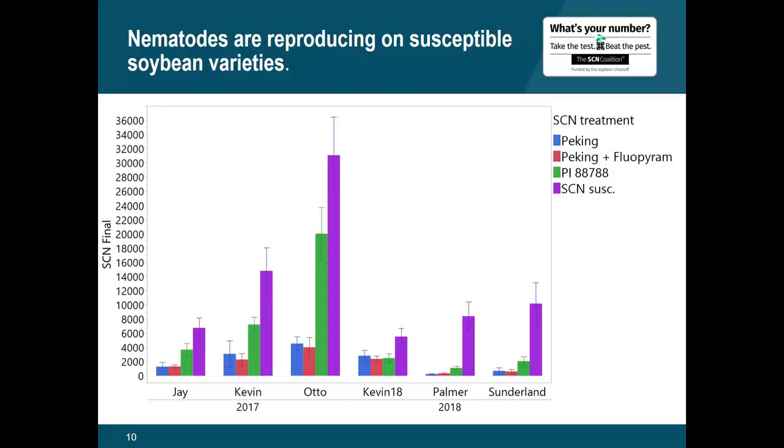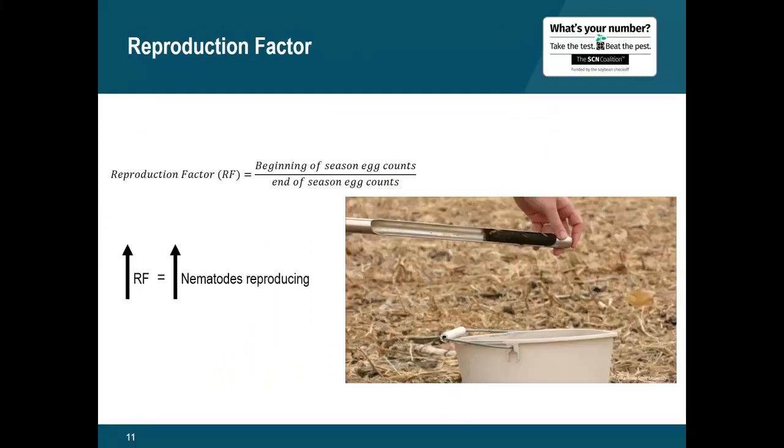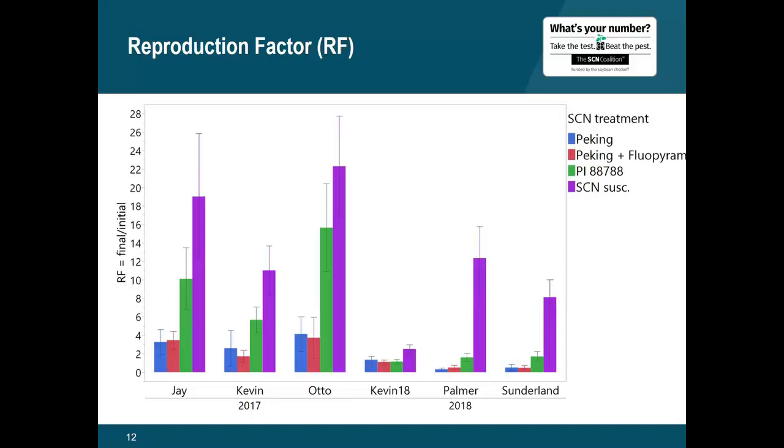The question is, how do these other lines line up with this? Final numbers don't do us a lot because they're affected by what was there initially. So what we do is we look at the difference between the final and the spring egg counts in those fields, and this gives us a reproduction factor. A number 2 is a doubling, a number 10 is a 10x increase. You can see our susceptibles had anywhere from 2 to 22 times as many SCN eggs in those fields relative to spring. But you can see we've got 88788s in some cases also reproducing at relatively high levels.